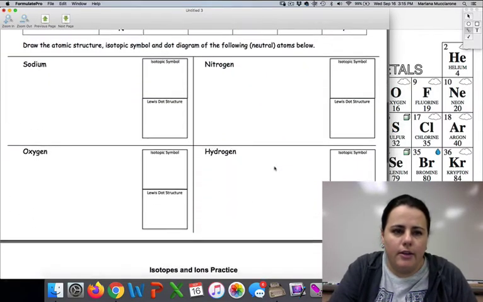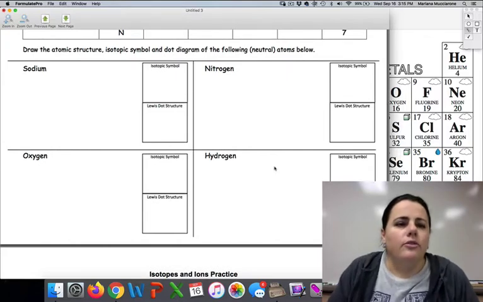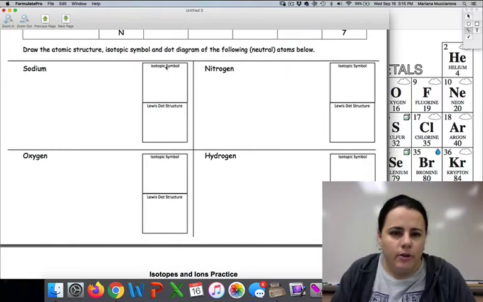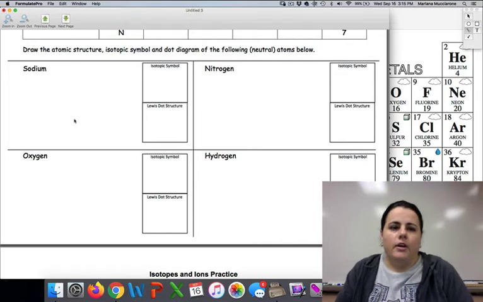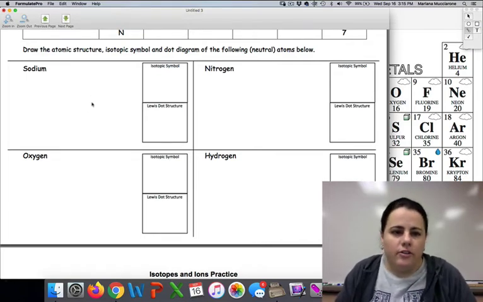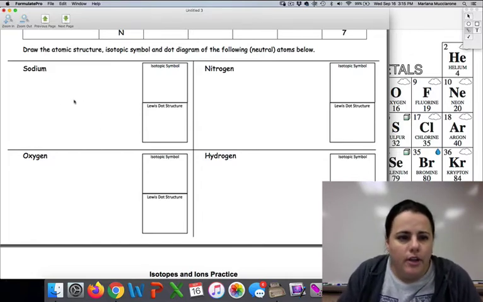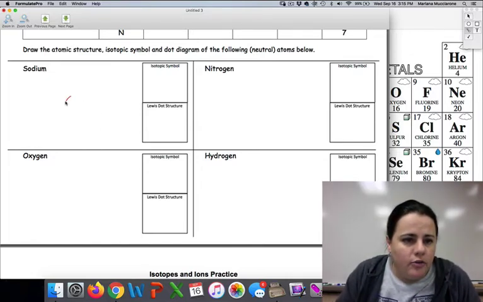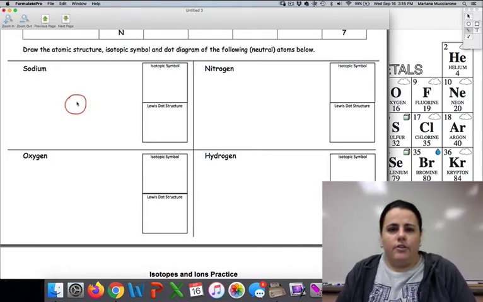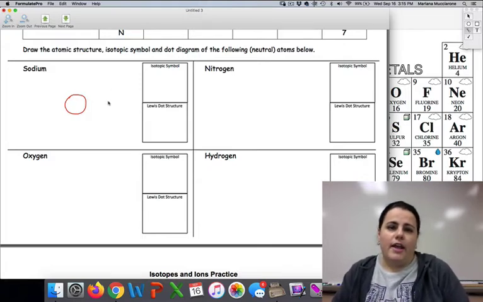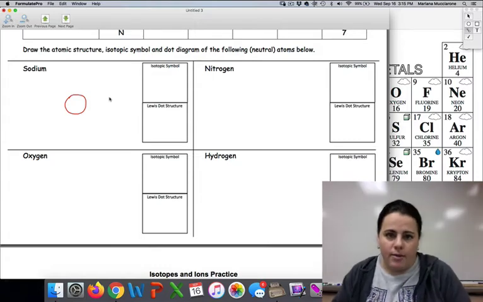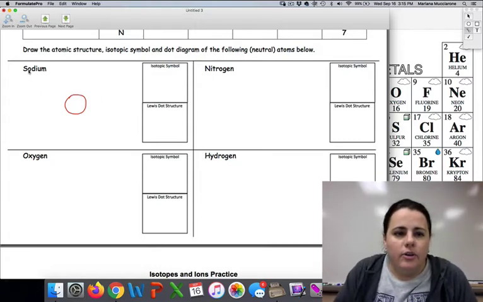On the bottom half of the page, we need to draw the atomic structure, the isotopic symbol, and the dot diagram for these four. The atomic structure is just the simple Bohr's model, which I know you don't know by that name, but it's a simple model that we use. The way I would draw it is I draw the nucleus, which is comprised of two things. You need to know that the nucleus of an atom consists of protons and neutrons, the two things that have the mass. And so it's sodium.